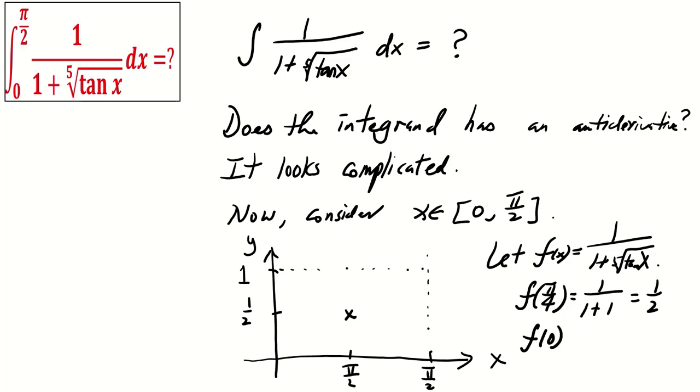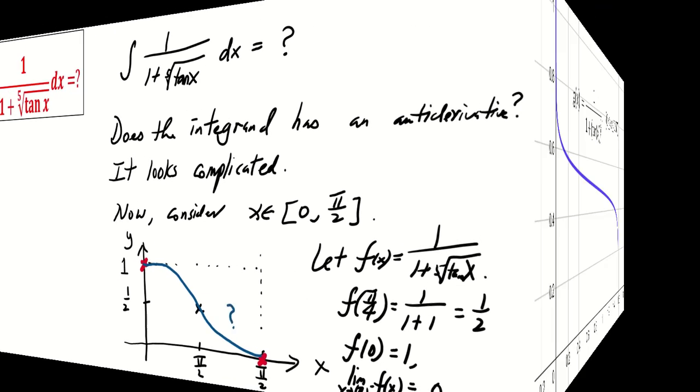And f(0) is equal to 1. And the limit of f(x) when x is very close to pi over 2 from the left is equal to 0. So from here, at least you get 3 points of the curve. We may try to sketch a graph as shown, but we are not sure whether this is the correct graph. Let's use GeoGebra and sketch the graph.